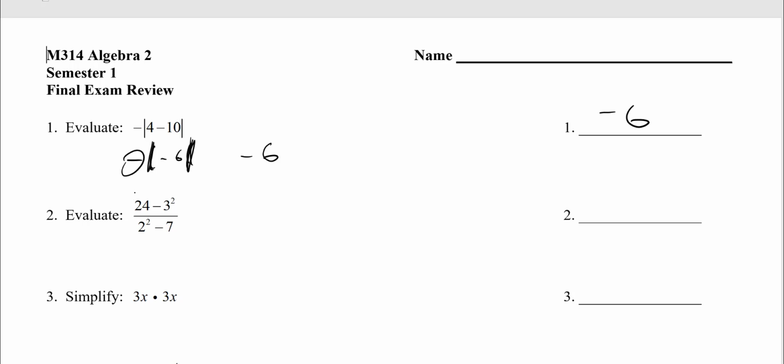This next one, you could do all in your calculator if you just use parentheses. If you typed in 24 minus 3 squared, close parenthesis, divided by 2 squared minus 7, that would give you your answer. But if I do a little bit manual here, 24 minus 3 squared, so 24 minus 9, over 4 minus 7. 24 minus 9 is 15, and 4 minus 7 is negative 3. So you get negative 5. But just putting it in your calculator is really convenient.